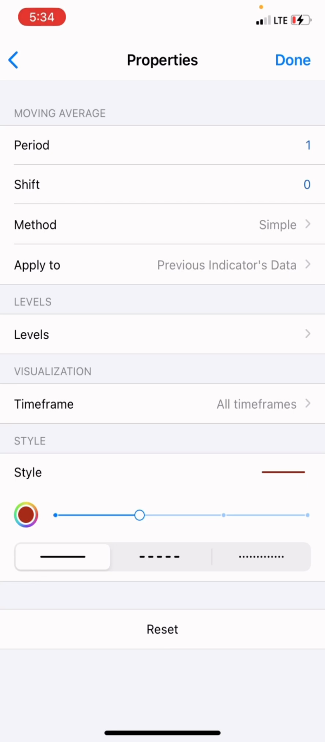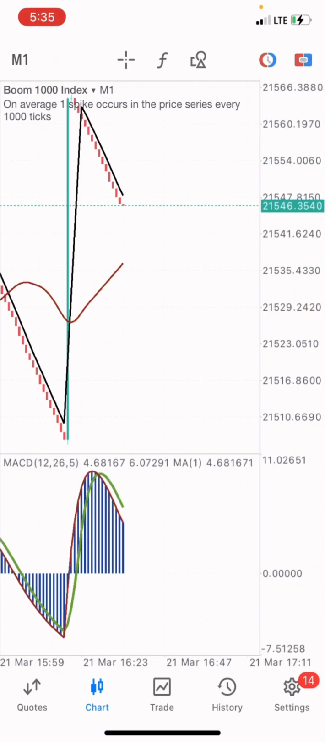For visualization, you can see the style I'm using red color. The background of my charts is white, so make sure you use colors that will pop on your screen. I would suggest you just go by the colors I'm using so that it will be easy for you to understand what I'm going to be explaining. For the pixel, I'm using 2 pixels, so I'll click done and my setup is ready.